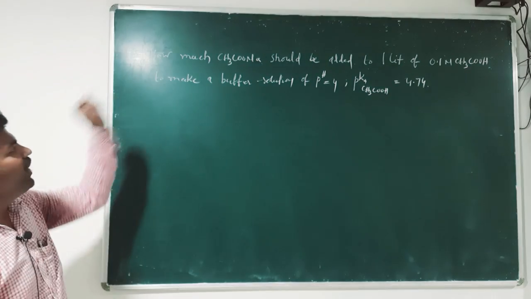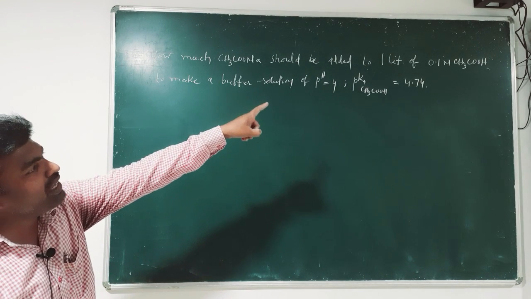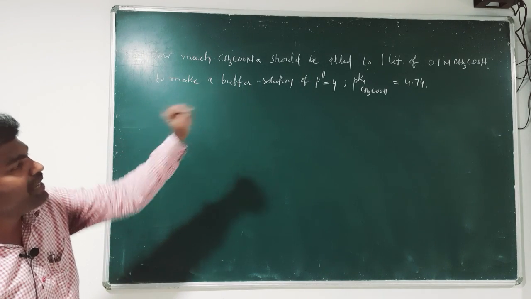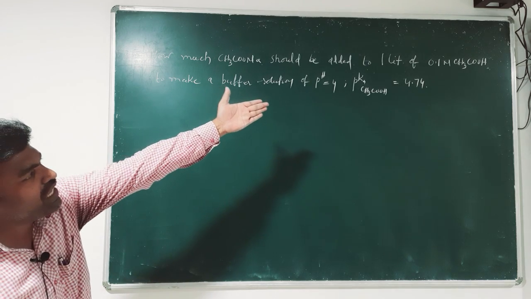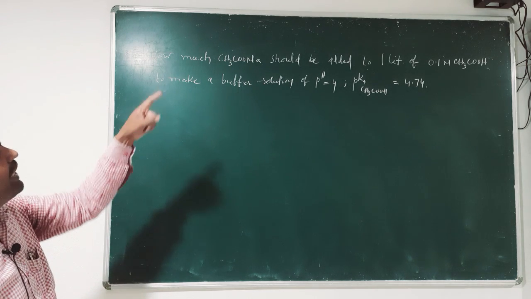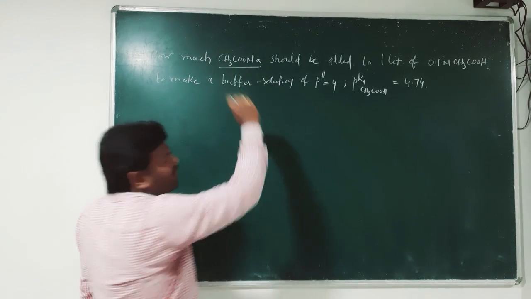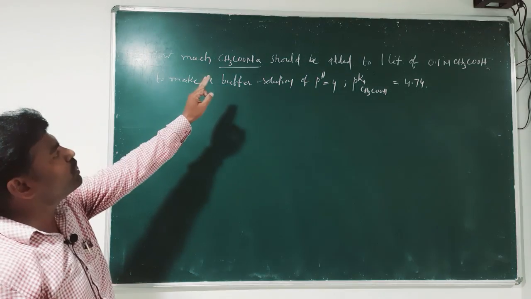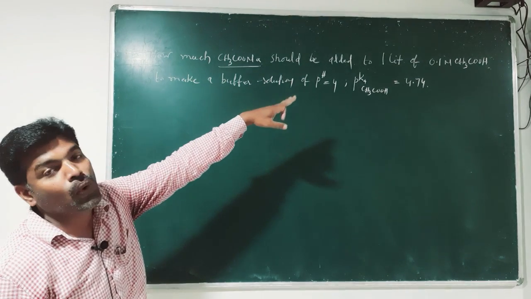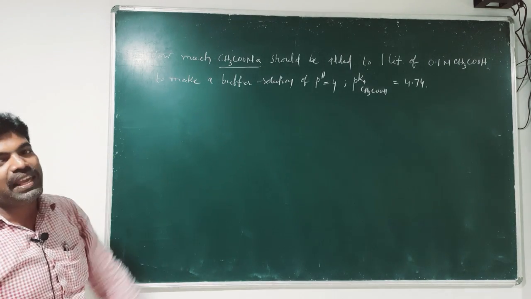And problem 5 is: how much sodium acetate should be added to 1 liter of 0.1 normal acetic acid to make a buffer solution of pH 4, given that the pKa of acetic acid is 4.74? What they ask us to calculate is how much sodium acetate. Sodium acetate is a salt.